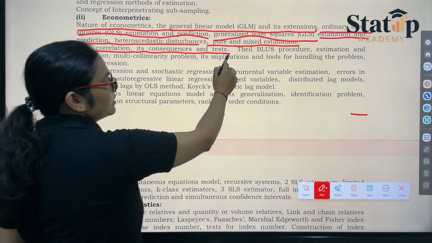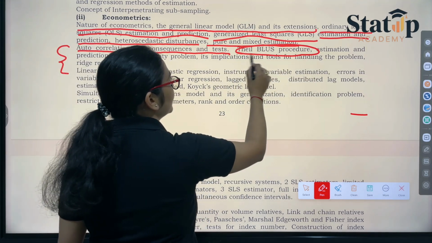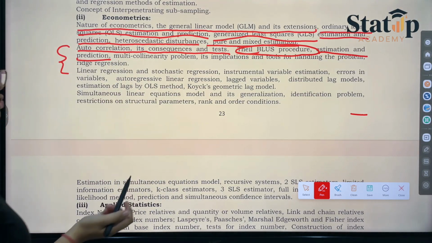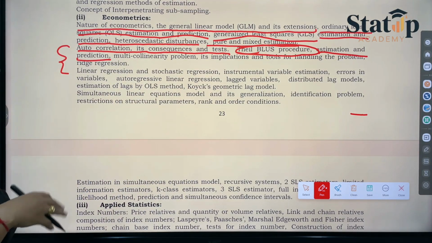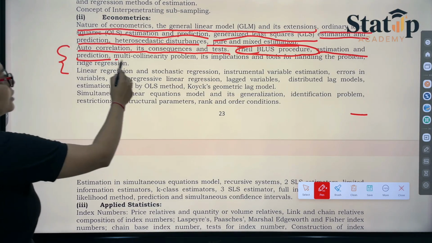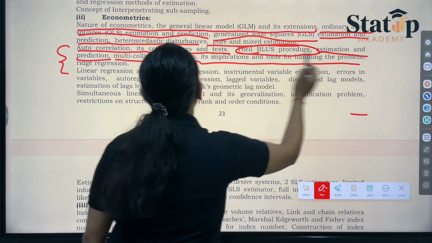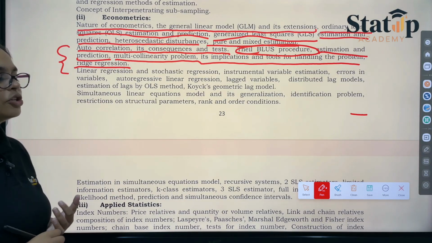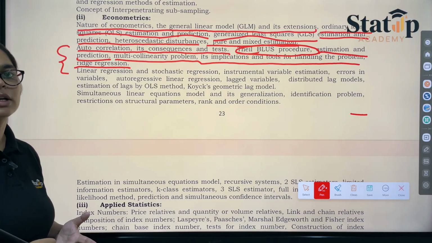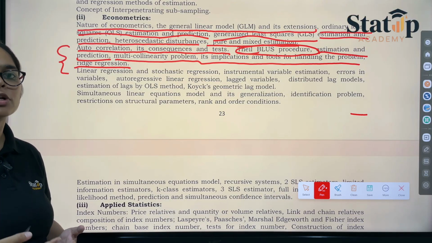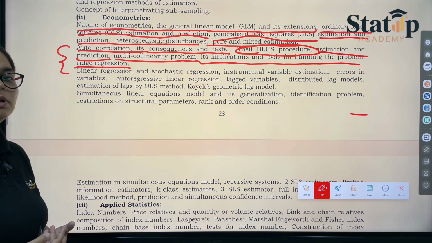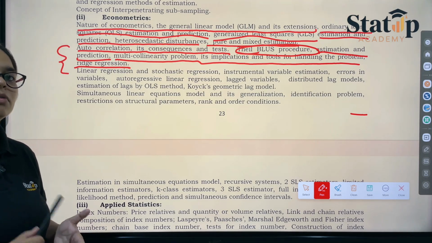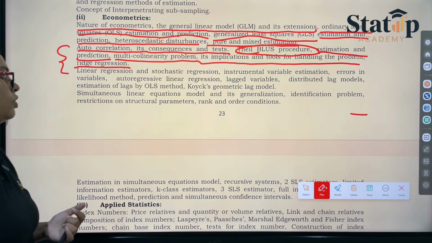Then autocorrelation, consequences and tests, the Theil plus process. Today we have completed this, and the estimation and prediction of the autocorrelation model. We have completed the autocorrelation class. Now, the multicollinearity problem, its implications, tools for handling the problem, and ridge regression. The problem of multicollinearity, its implications, all the tests, and the processes by which we can simplify multicollinearity, ridge regression being one of them, we have covered, along with a PYQ based on this topic as well.